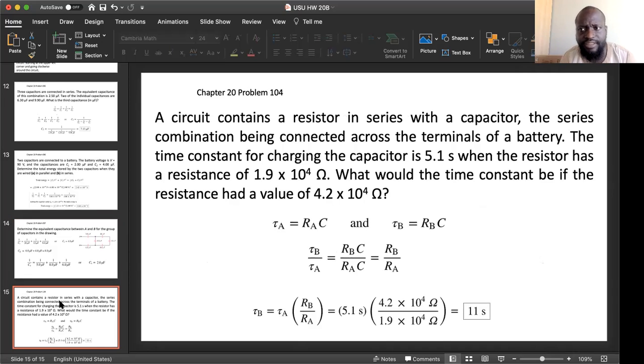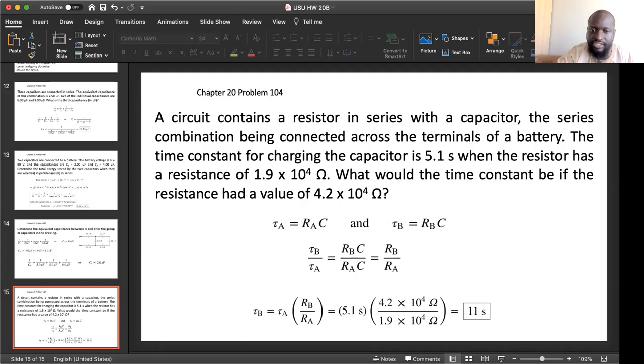And then the last problem says, a circuit contains a resistor in series with a capacitor. The series combination is connected across the terminals of a battery. The time constant for charging the capacitor is 5.1 seconds when the resistor has a resistance of that. What would the time constant be if the resistance had a value of that? So you're given different resistance and different time constant.